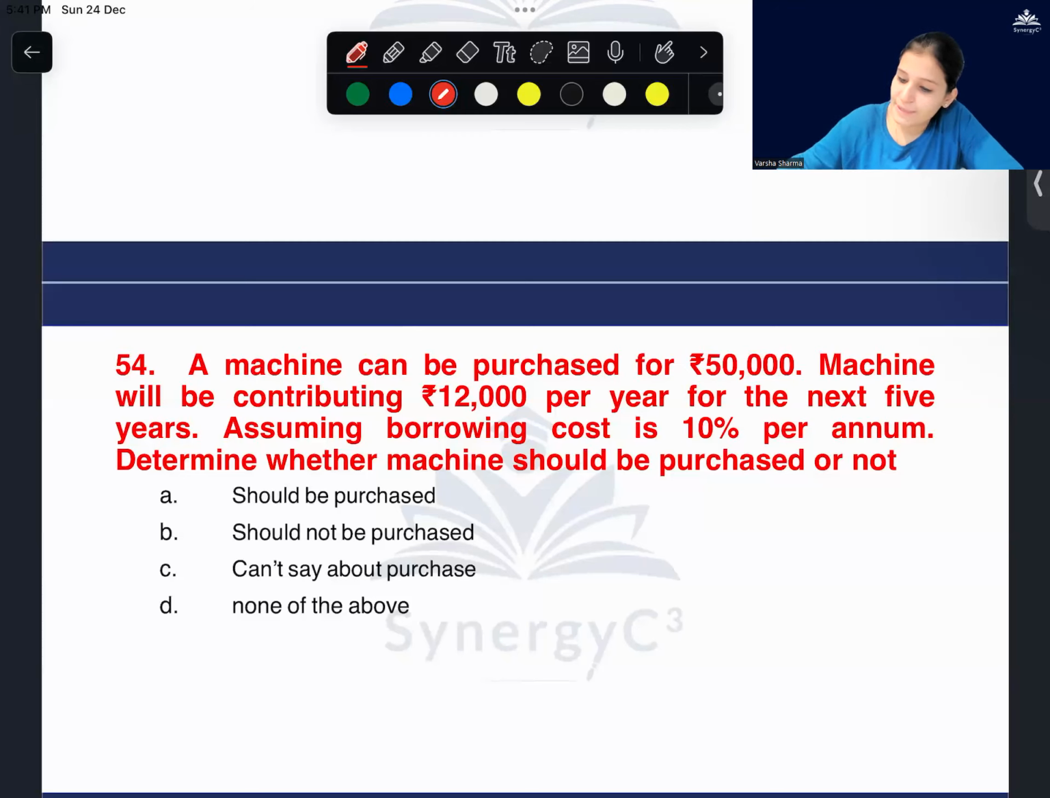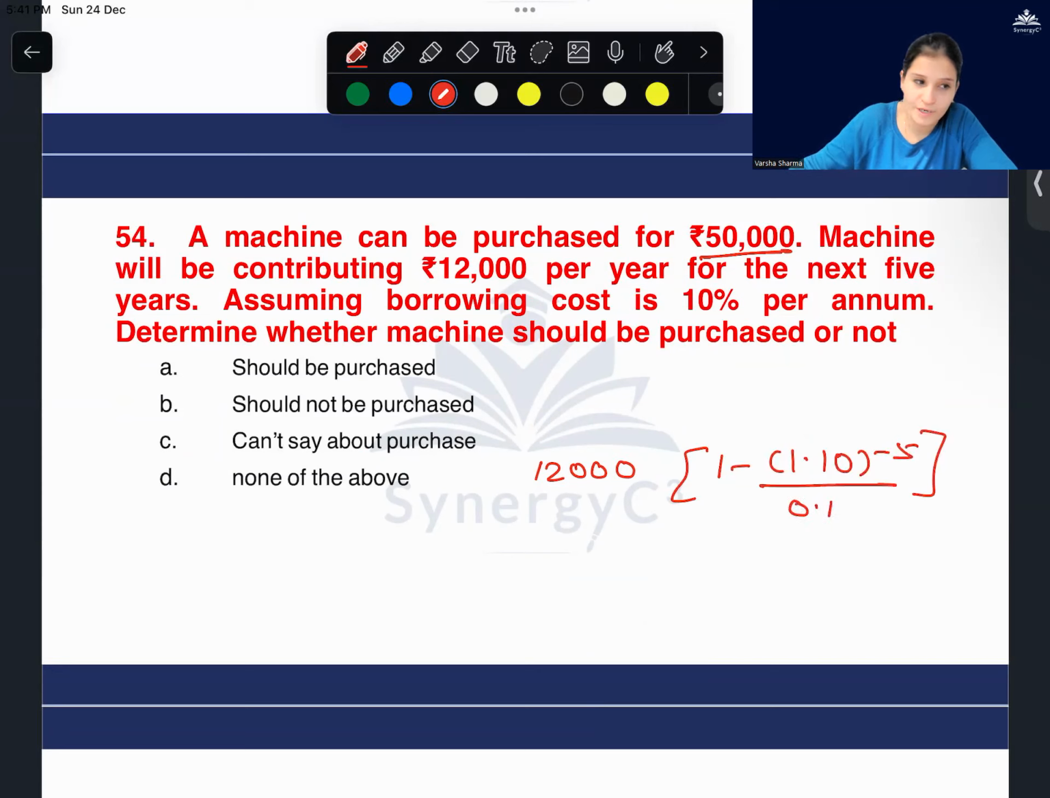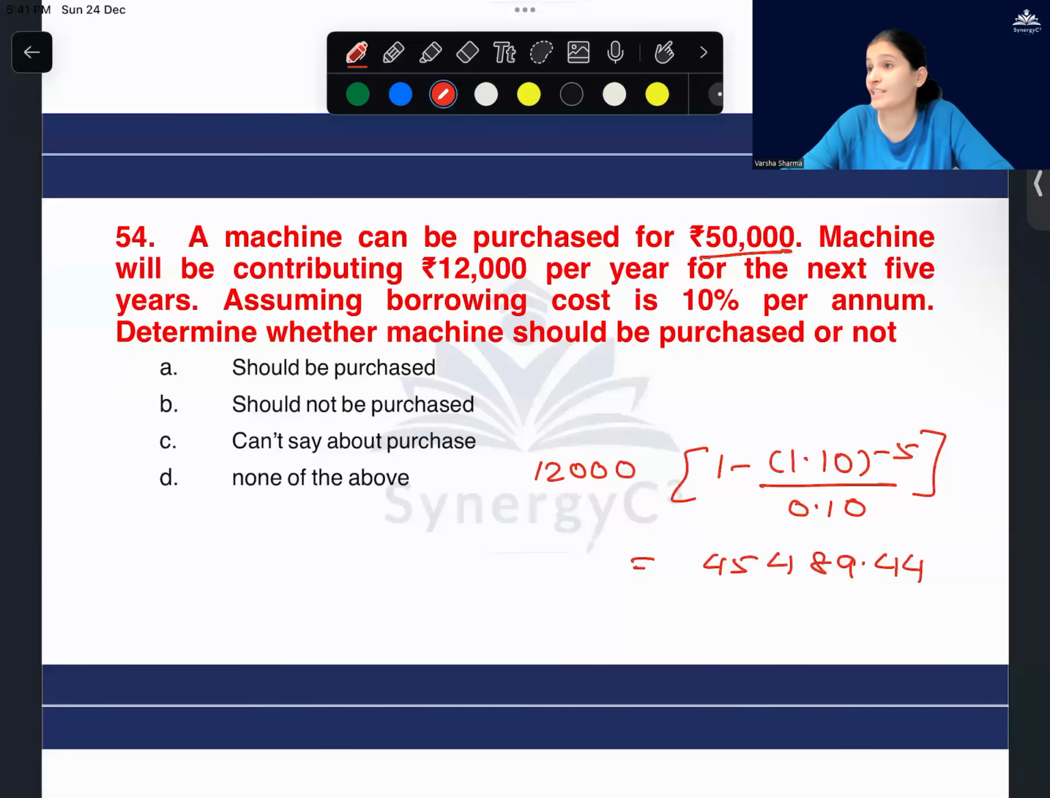So the cost is already mentioned, 50,000. The benefit is 12,000, and this is present value again. 12,000 times 1 minus 1.10 to the power minus 5 upon 0.10, which is 45489.44. So it is giving me a total benefit which is less than 50,000. So why should I bear the cost of purchasing that machine?